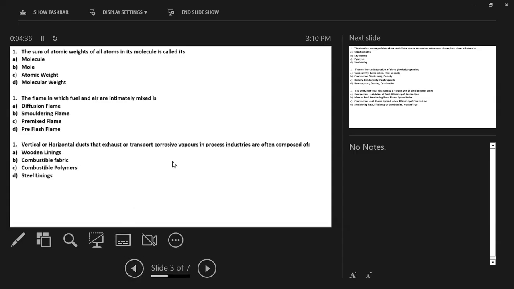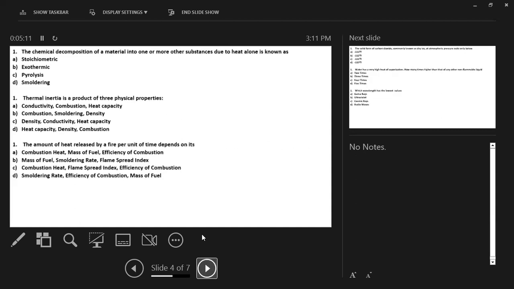The flame in which fuel and air are intimately mixed is, that is premixed flame. Exactly. That is the premixed flame. Next question. Vertical, horizontal ducts that exhaust or transport corrosive vapors in process industries are often composed of, yes, combustible polymers. Exactly.